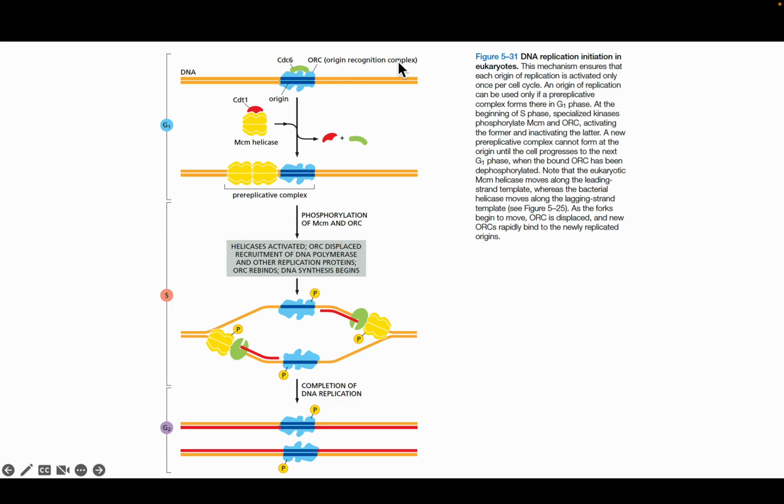So this is the origin recognition complex. CDC6 binds with the origin, then CDT1 will bind with the MCM helicase, and then MCM helicase will be loaded on DNA. Phosphorylation of MCM and ORC occurs, and after that the helicase is activated, ORC will be displaced and the replication will be started.